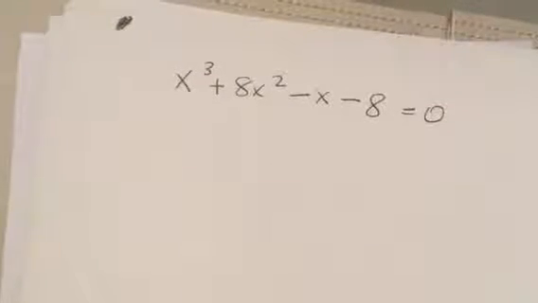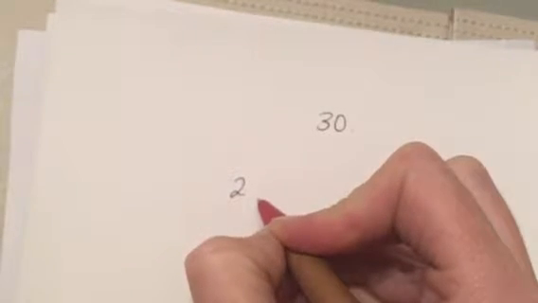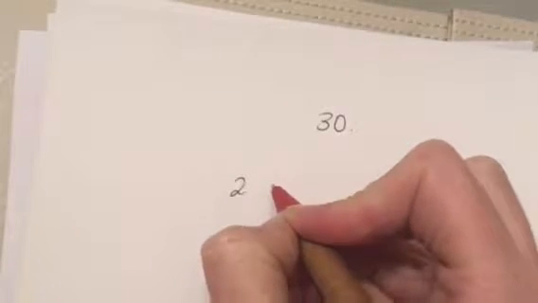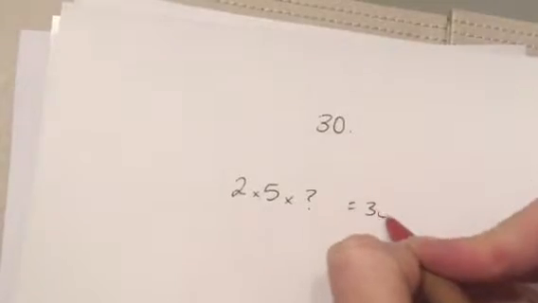Having a look at solving this cubic from a few different perspectives. So before we look at that, I want you to look at, let's say, the number 30. If I said 2 times 5 times what gives me 30?